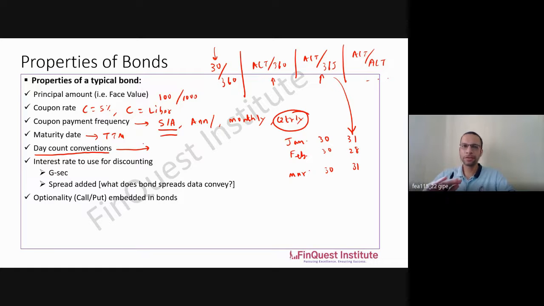So these are conventions which are frozen. Generally for INR or even for GBP, we prefer Act by 365. For US dollars, it's always Act by 360. 30 by 360 is slightly less common, and again, Act by 360 is not very common. But this is the idea behind day count conventions. So is this okay?